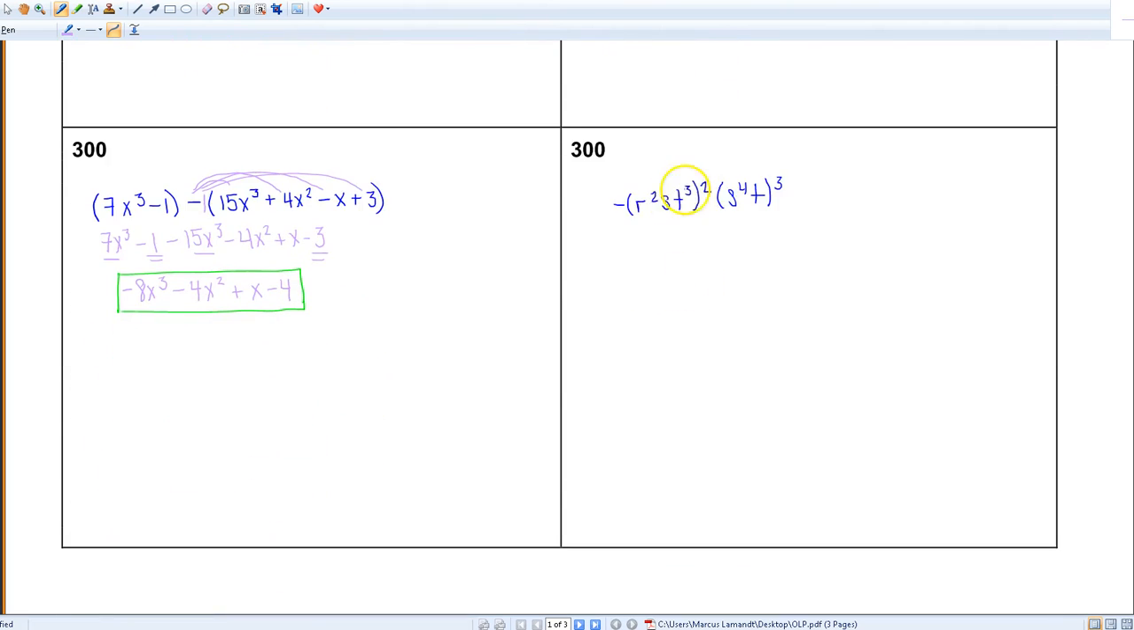Alright, 300. Once again I'm going to distribute the 2 to everything in the parentheses, and I'm going to distribute this 3 to everything in these parentheses. 2 times 2 is 4. 2 times 1 is 2. 2 times 3 is 6. 3 times 4 is 12, and 3 times 1 is 3. So now I can combine my s's and my t's. There's only one r to the 4th here. So here's my answer. Negative r to the 4th power, s to the 14th power, and t to the 9th power.